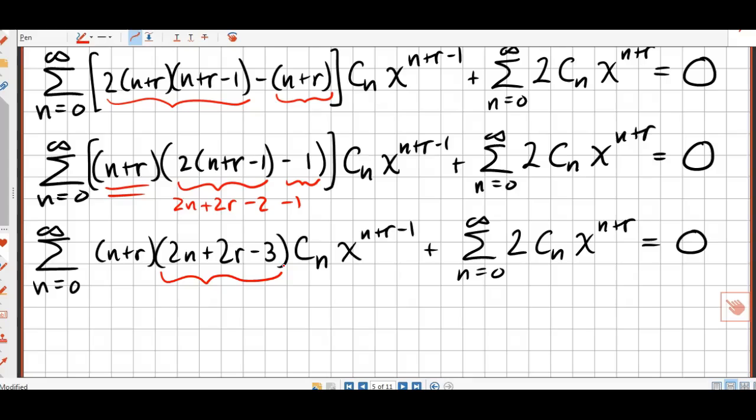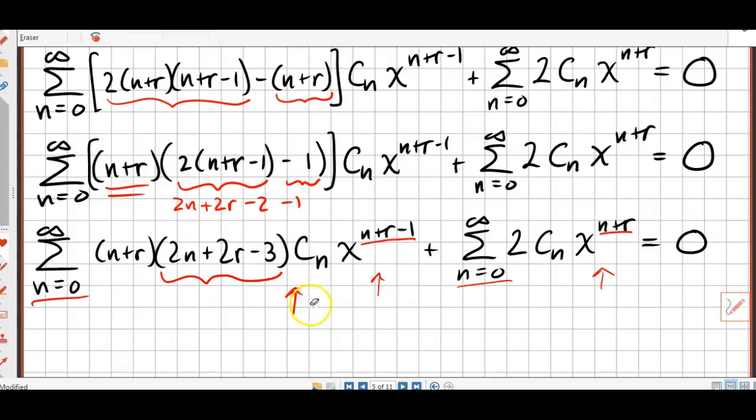Now I'm going to go about extracting terms and getting this all to work out. Once again, we're paying attention to the exponents. I've got n plus r minus 1 and n plus r. They both start at n equals 0. So if I plug in 0 for n, in the first one I get r minus 1, and in the second one I just get r. If I want these to start at the same place, I'm going to have to extract the first term out of this one, and that way they'll both be starting at n equals 1.